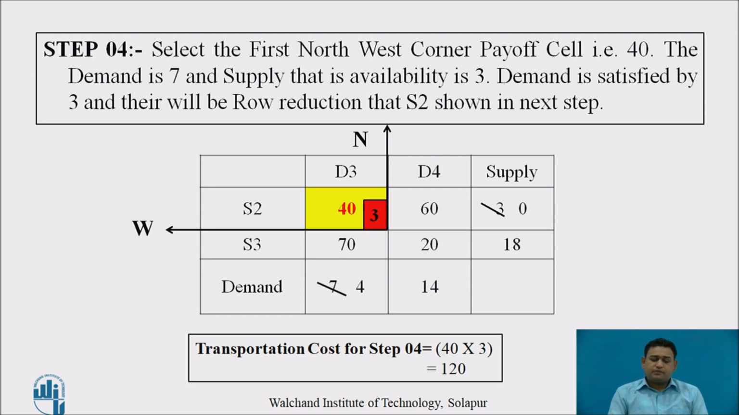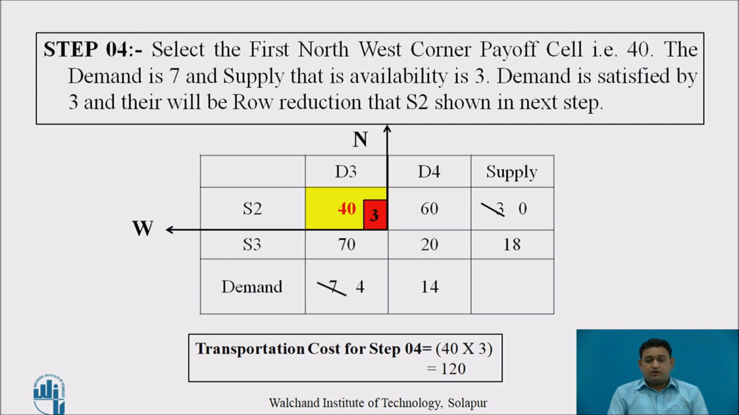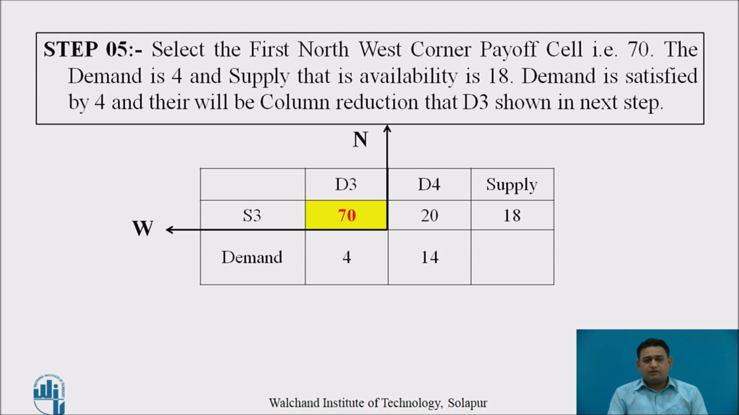Now this is a table which shows the supply and the demand. Here we see that the total transportation cost is 40 into 3, that is 120, in step 4. Now this is step 5, obtained from the earlier step. Here we see that the supply of S2 is totally exhausted, so there will be a row reduction of S2. Now this is the newly obtained table. Here you observe that the S2 row has been removed.